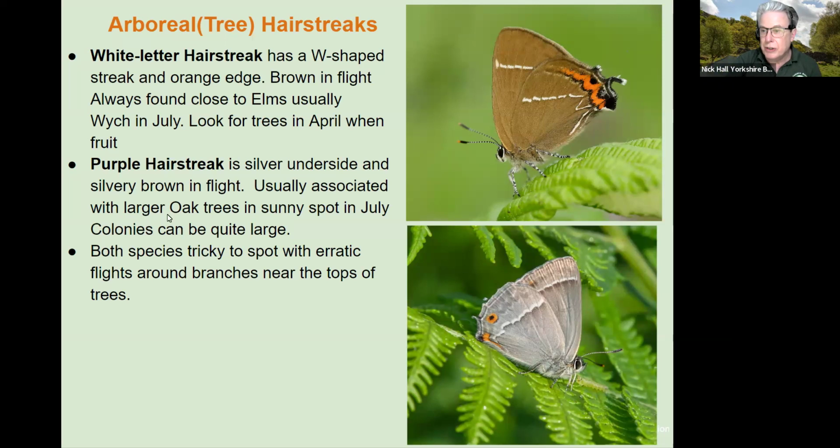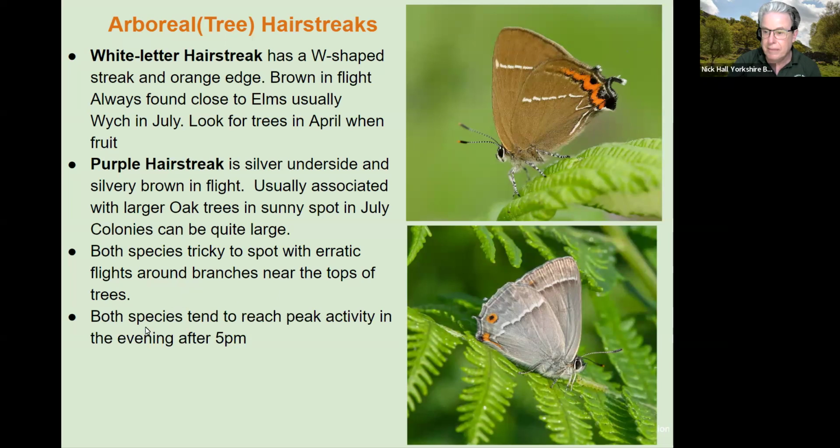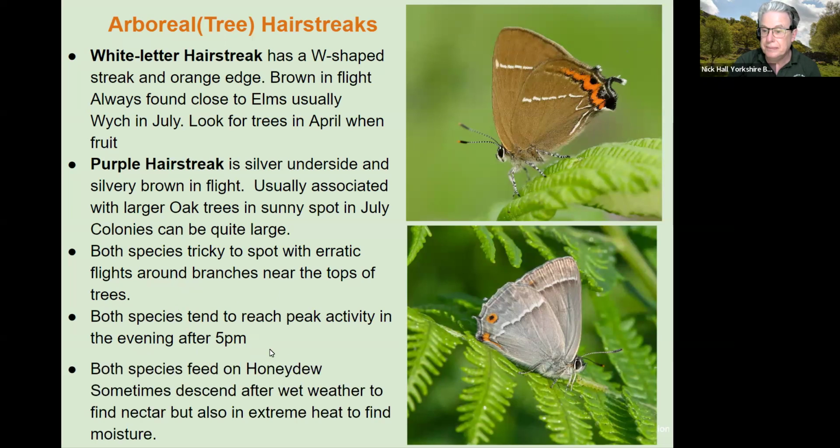Almost every large oak tree, if it's in a sunny spot and you're in July, you will find them if you go at the right time of day. Both species are tricky to spot because they tend to be quite erratic in their flight, and it's generally very short flights around the tops of the branches near the tops of trees. They also tend to peak in their activity in the evening, i.e. when we're finished our transects, they come out to play.